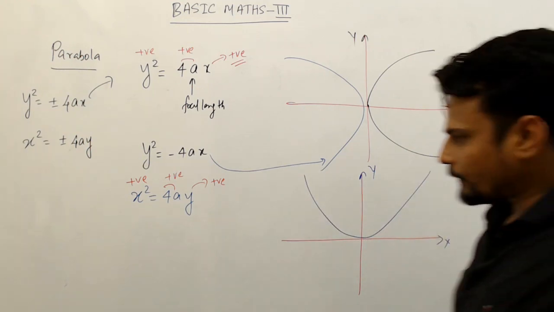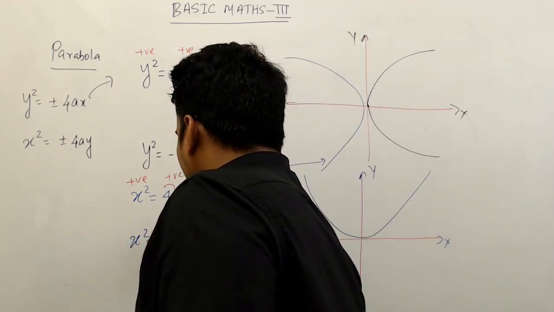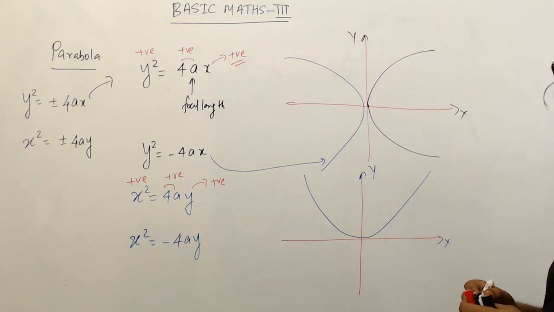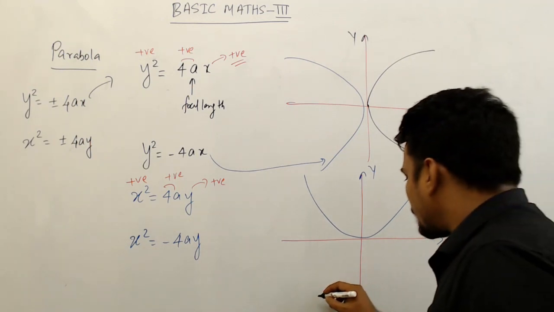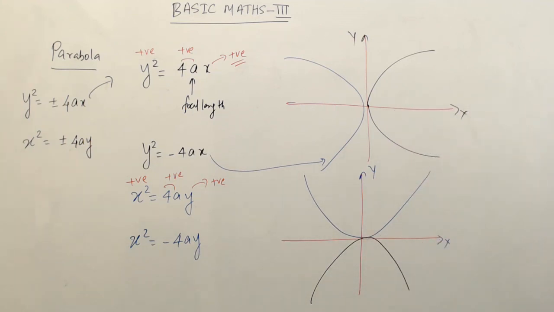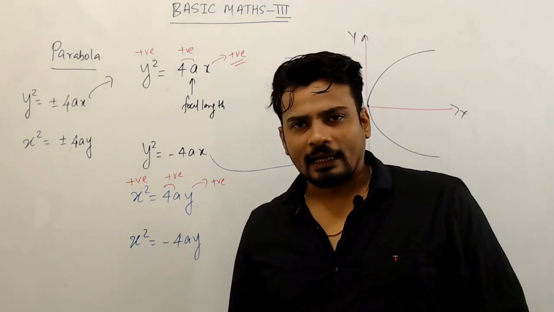And if I look at x square equals minus 4ay, then the graph is going to be the mirror image, or you can say the image with the x-axis acting as a mirror. So here we have the graph. All good? So this is a bit of understanding of the parabola for you.